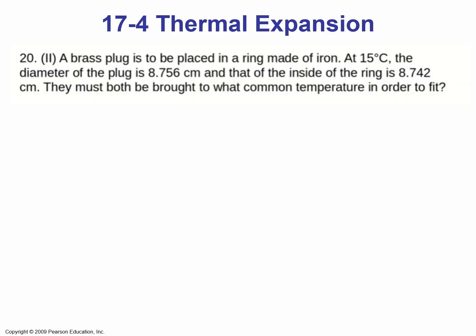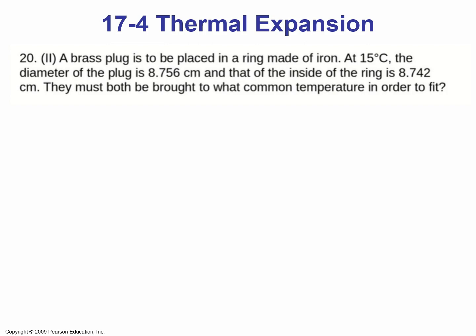Okay, let's look at problem number 20 in the book. A brass plug is to be placed in a ring made of iron. At 15 degrees Celsius, the diameter of the plug is 8.756 centimeters, and that of the inside of the ring is 8.742 centimeters. They must both be brought to what common temperature in order to fit?